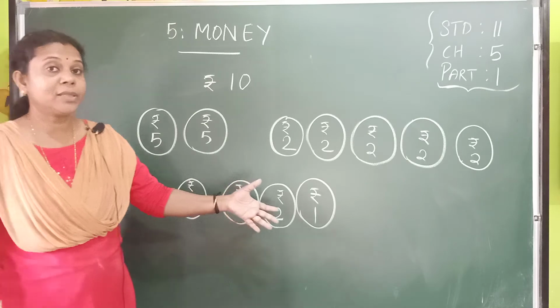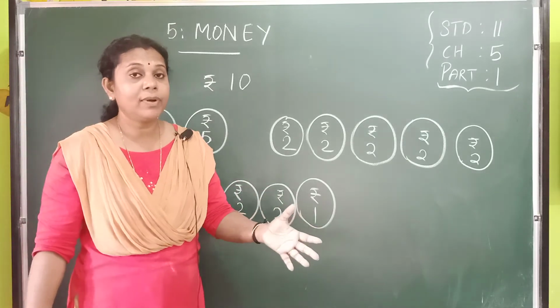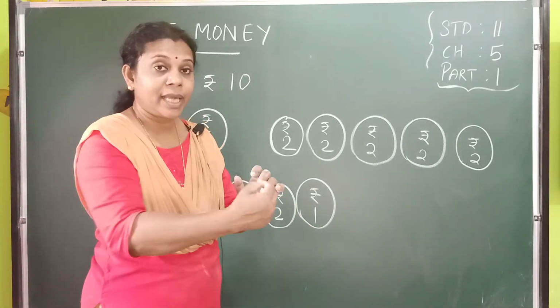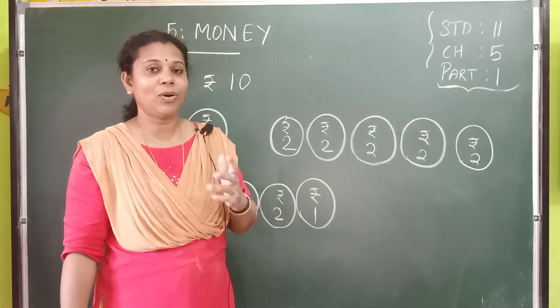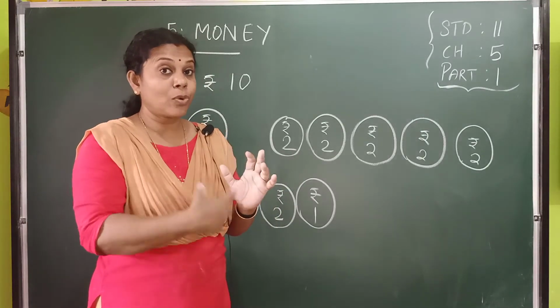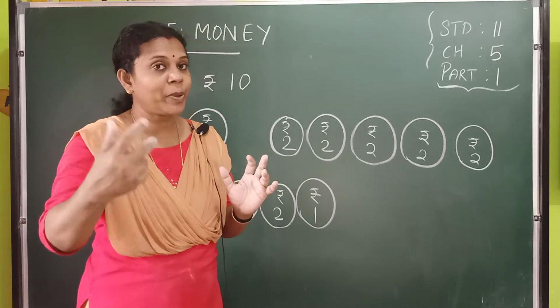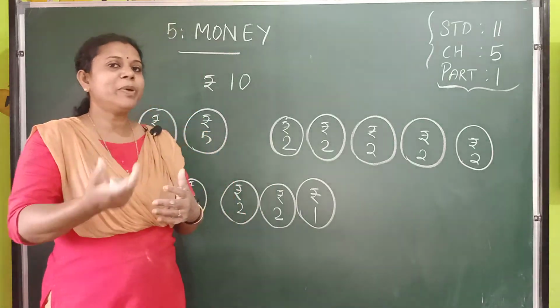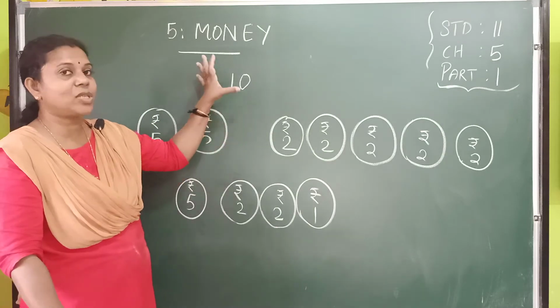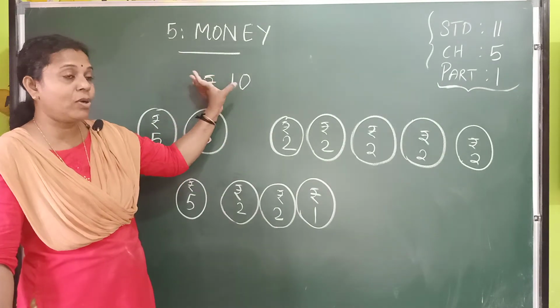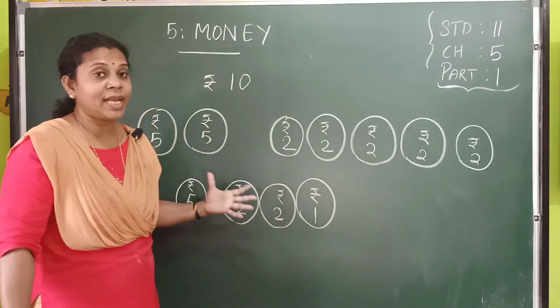And any other option, we can have 1 rupee coin, 10 in number. Okay, or 2 rupee coins and the rest 6 rupee in 1 rupee coins. So we can have so many options to make a particular amount, the same amount, in different combinations.